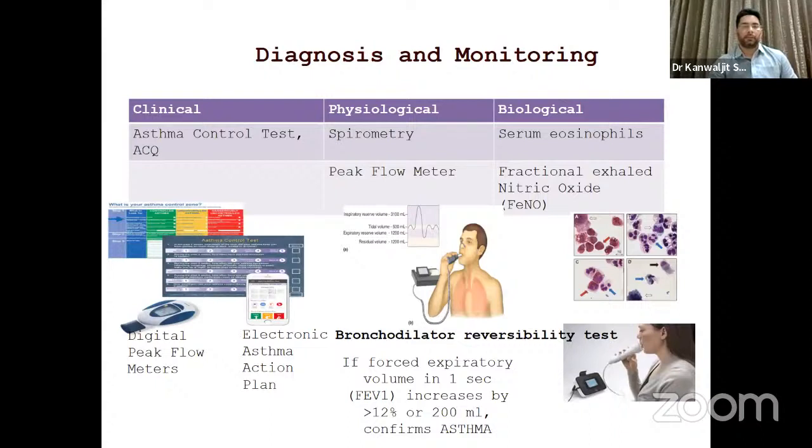So how are diagnosis and monitoring of asthma done? Clinically, there is an asthma control test, which is also available online, which a patient can do himself or herself. Then physiologically, diagnosis is made by spirometry or peak flow meter. Biologically, we check the serum eosinophil levels or fractional exhaled nitric oxide, that is also called FeNO. In the bronchodilator reversibility test, if the forced expiratory volume in 1 second, that is FEV1, increases by 12% or 200 ml after giving the bronchodilator, then it is labeled as asthma.